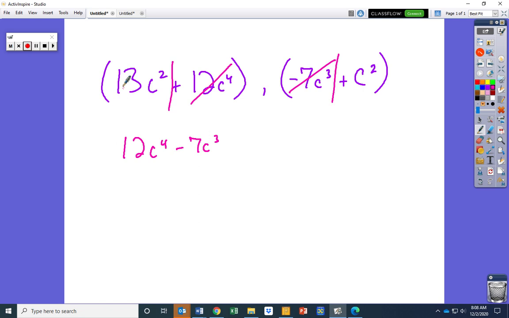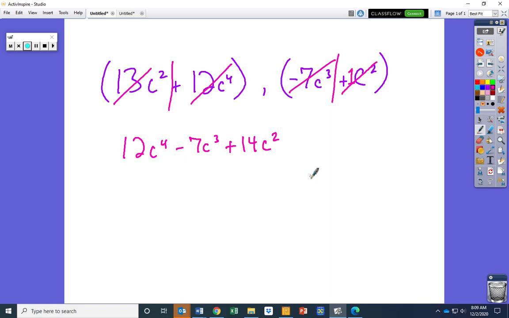And now I have a 13c to the 2nd and a c to the 2nd. What can I make this c? 1. Does anybody remember what that number in front of it's called? Coefficient. Good. So can I add 13c to the 2nd plus 1c to the 2nd? Then what do I get? Plus 14c to the 2nd. Good. So have I dealt with everything up here? Yeah. When I combined these, it didn't give me a binomial. I had 3 terms here, but that's okay.